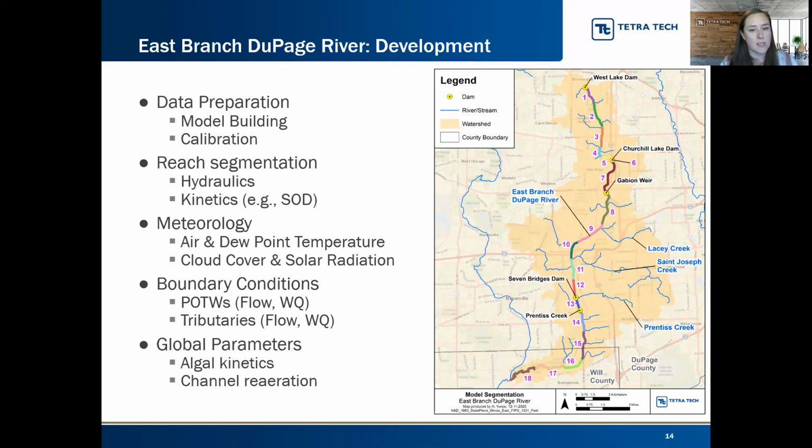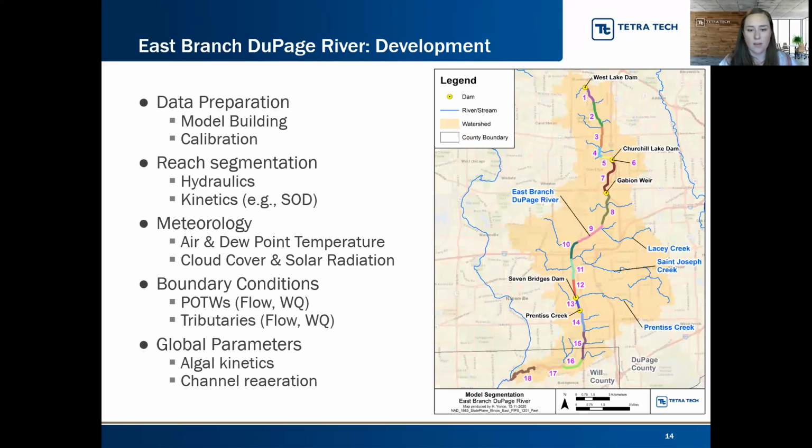We also had inputs to the model based on hydraulic conditions, kinetics, sediment oxygen demand, air and dew point temperature, cloud cover, and solar radiation. Our boundary conditions for the most part are tributaries and wastewater treatment plants. They're simulated with specific flow and water quality that varies based on actual data. And then we have global parameters, such as the rate of algae growth, which may be set to the same value for the entire main stem. The channel reaeration equation may be the same for the entire main stem.